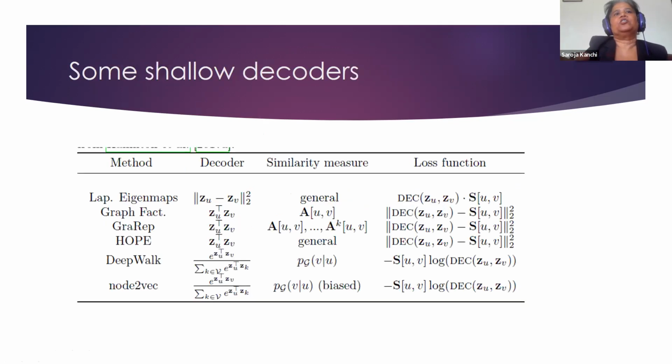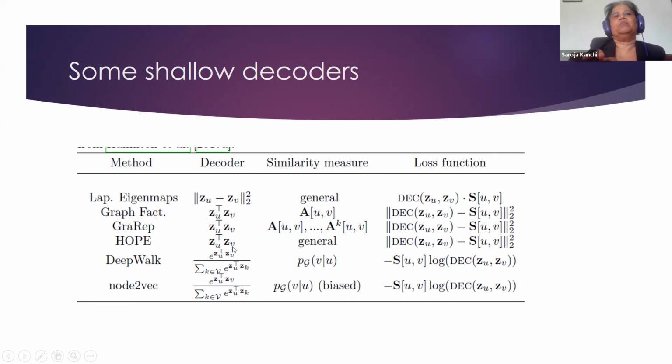So this is an approach that's been tried, and here is a shallow decoder, which means the decoder in itself has a complete formula, which means the decoder is really not learned, the encoder is learned in this case. And therefore the decoder is just the Euclidean distance between the two ZU and ZV vectors. And the similarity measure you use could be the adjacency matrix or something like an SUV that's been defined.